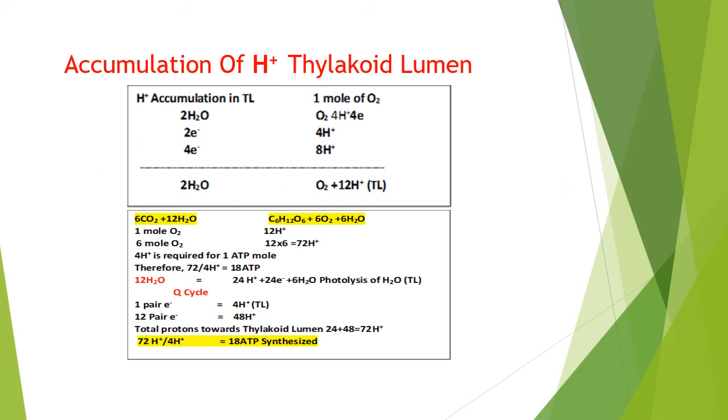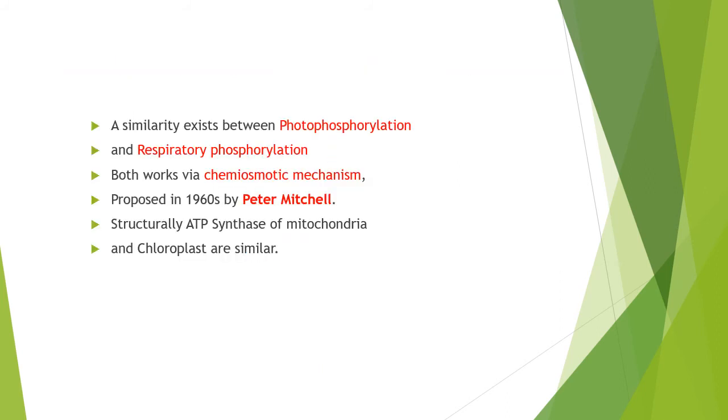because of this Q cycle, which is responsible for accumulation of protons towards the thylakoid lumen, which creates the proton gradient. We have seen a similarity exists between photophosphorylation and oxidative phosphorylation or respiratory phosphorylation. So both are working on the chemiosmotic mechanism proposed by Peter Mitchell, and we have also seen that there is a structural similarity existing between the ATP synthase here as well as in the mitochondria.